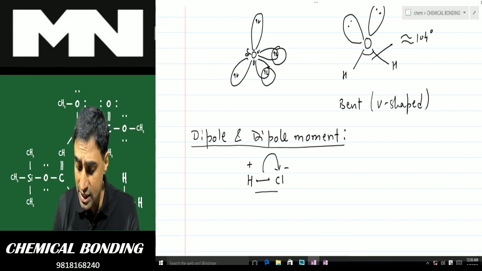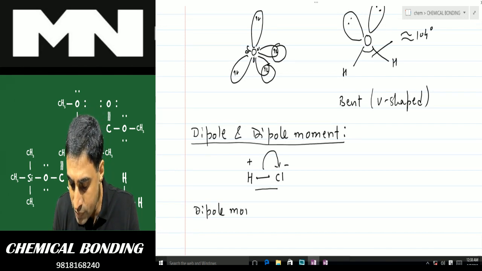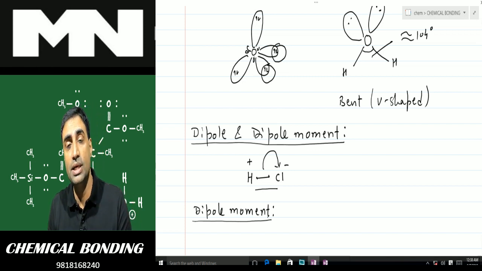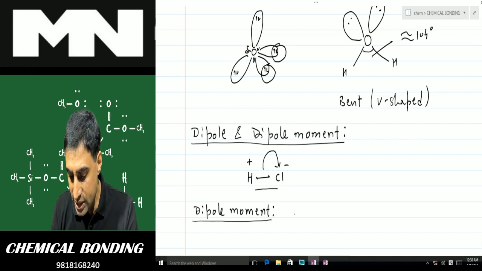Now what is a dipole moment? When we talk about a dipole moment, there is no phenomenon like dipole moment. You will not have any phenomenon like dipole moment in a bond. Dipole moment is a quantity which we measure. So what is dipole moment?